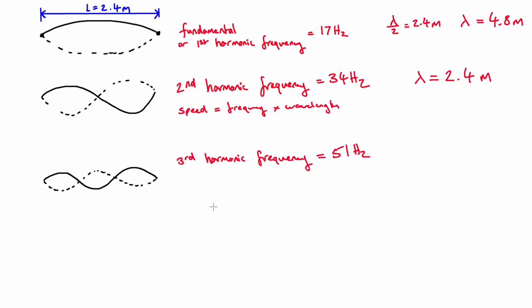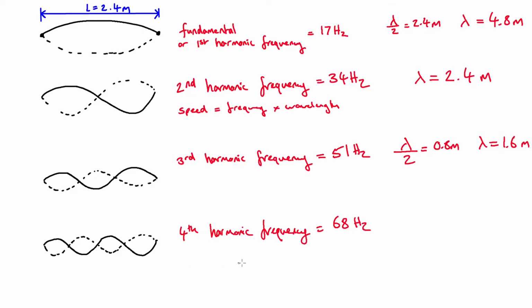That occurs at 51 Hertz. Half a wavelength, the distance between two successive nodes, is 1/3 of the length of our string, which is 0.8 meters. So the wavelength here is now 1.6 meters. So comparing the first harmonic to the third harmonic, we have 3 times the frequency, and therefore just 1/3 of the original wavelength. So we can fit 3 times as many loops on our string at resonance.